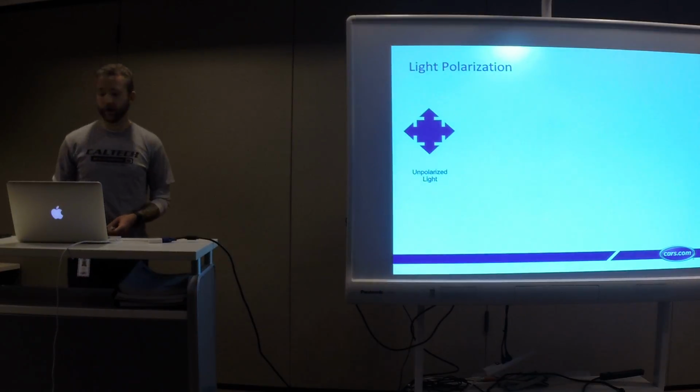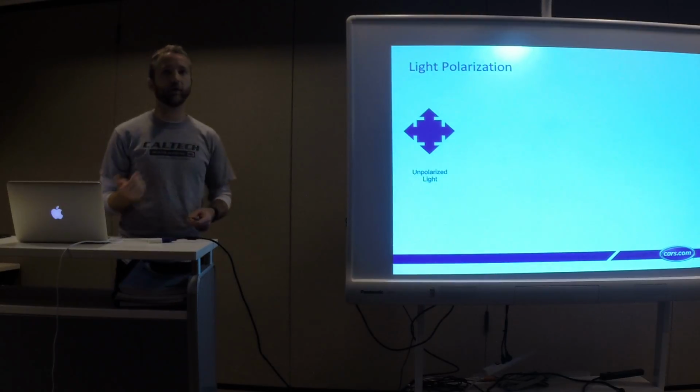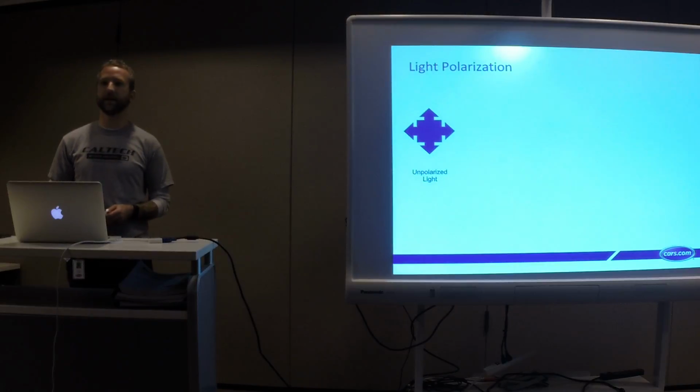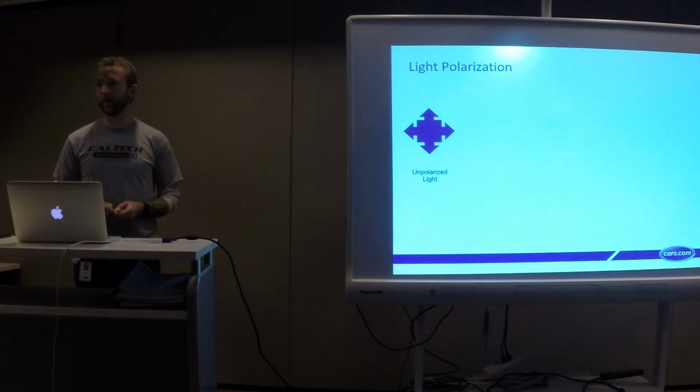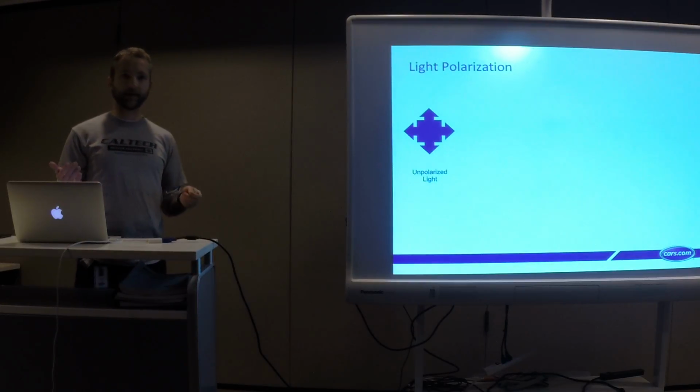All right, so quantum physics. I don't have a whiteboard, but I want to go over real quick one experiment that might be familiar for a lot of you, the double slit experiment.